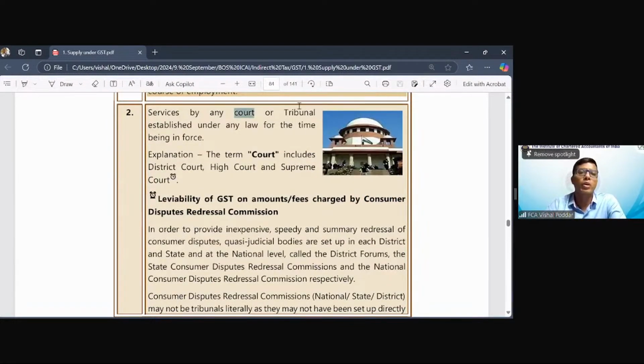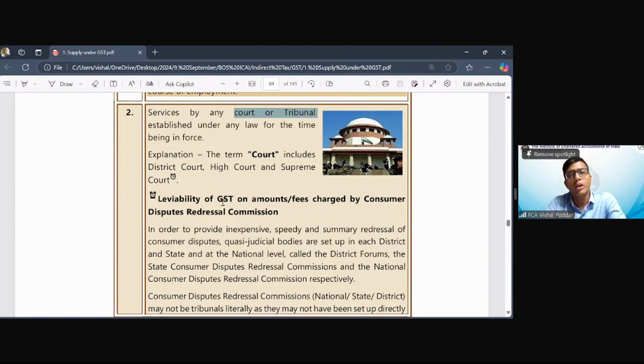Services of courts or tribunals. What are these services? For any dispute, we go to courts or tribunals. Over there, for getting our dispute listed and going in for that particular dispute, we have to pay some fees. When we pay this particular fees, then only our dispute is heard and decided upon.